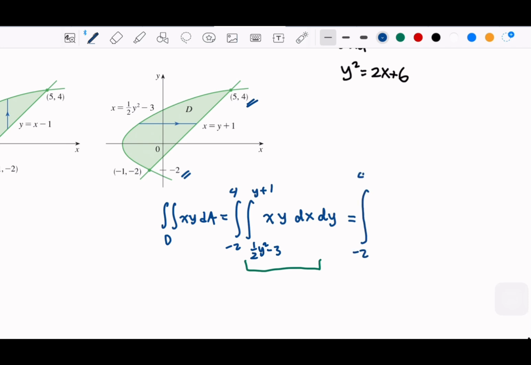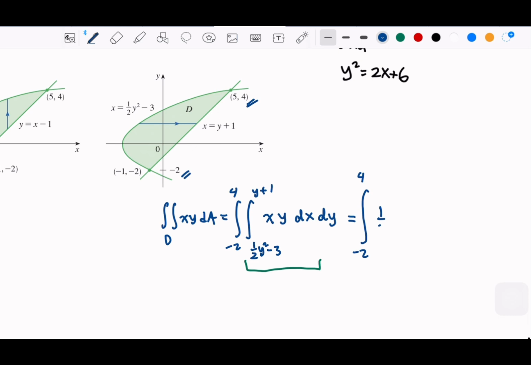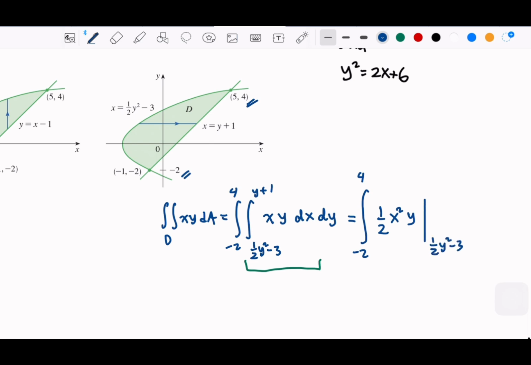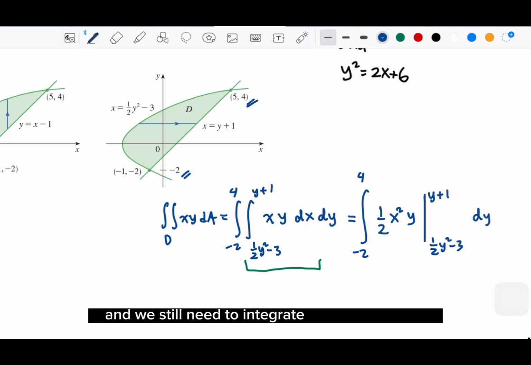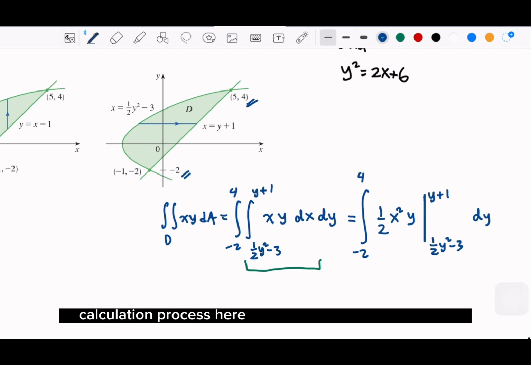So I think we can move here to write down the solutions. So we integrate with respect to x. So we are going to take half x squared y, okay? And then we evaluate on certain endpoints here. And we still need to integrate the last one, the dy. So there will be some calculation process here that you need to be careful of. So we need to take these two endpoints into the x.